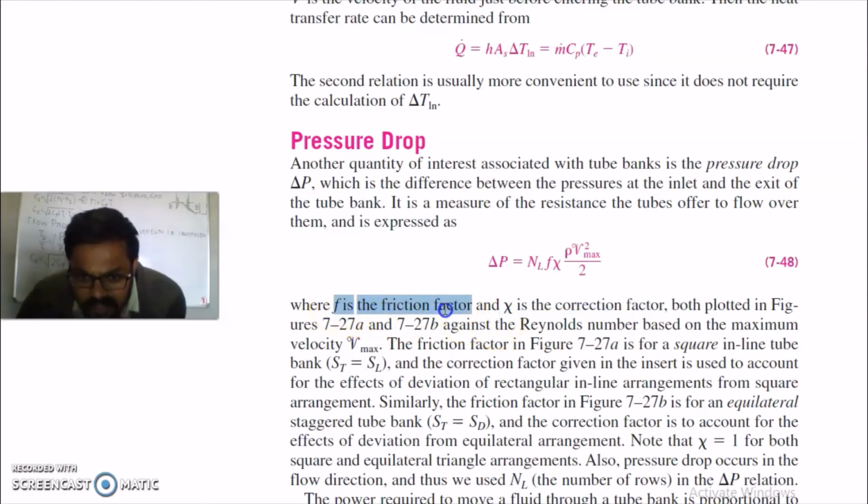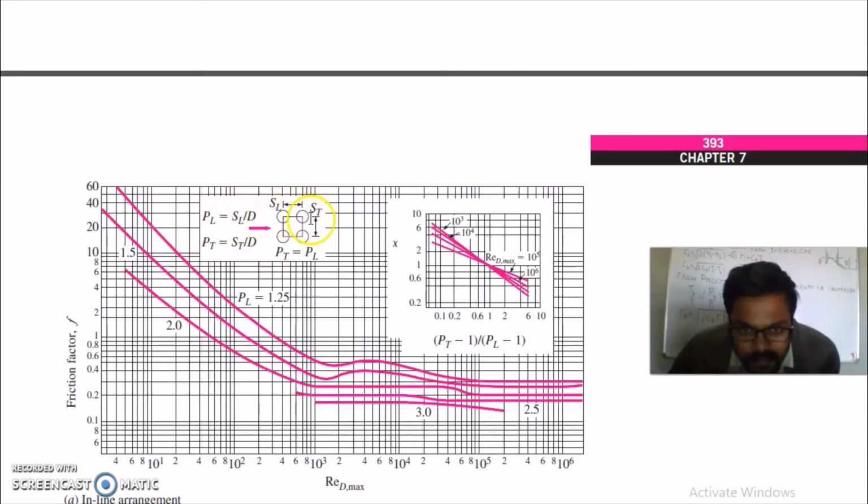So this friction factor and correction factor are plotted against the Reynolds number based on maximum velocity. So this is the transverse distance. This is the longitudinal distance between tubes. If you divide by diameter, you will get the longitudinal pitch and transverse pitch. If the arrangement is square, we say the transverse pitch is equal to the longitudinal pitch.